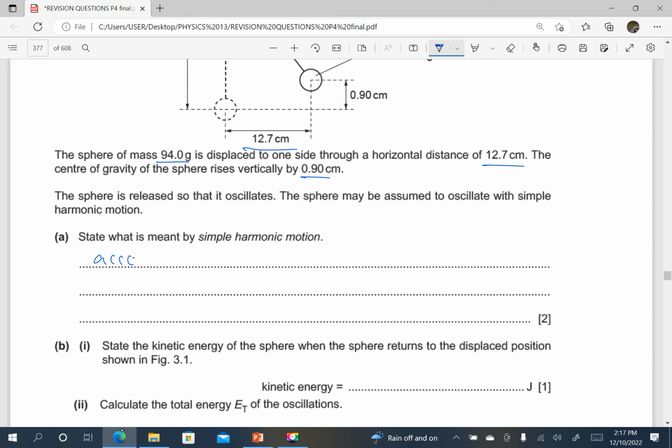So we know that acceleration is directly proportional to displacement.